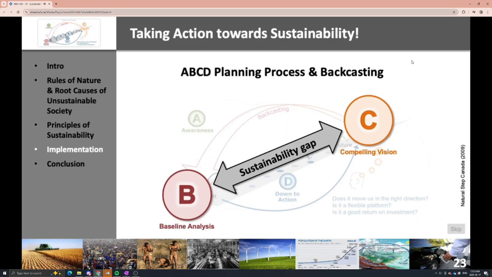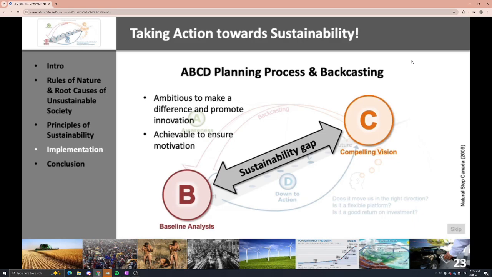And you want this sustainability gap and the steps that you make along this gap, the steps to be big enough that they make a difference and promote innovation, but not too big a step that it becomes out of reach and people get discouraged.